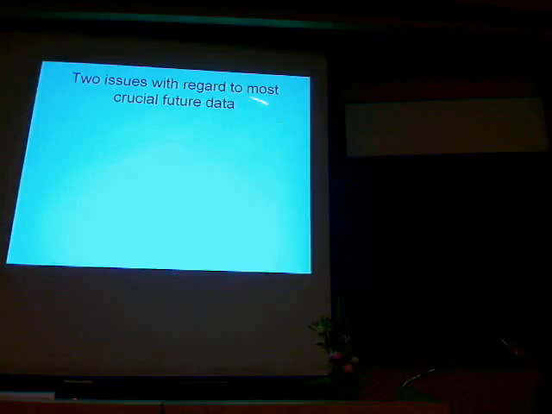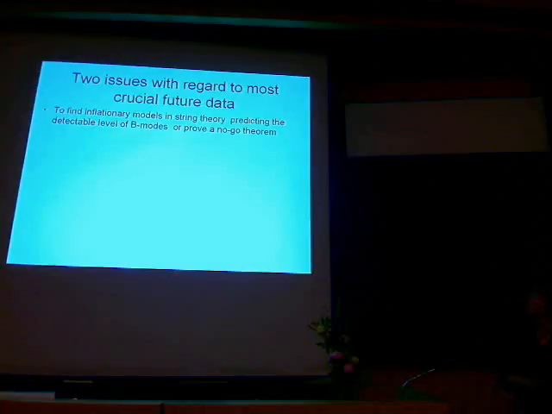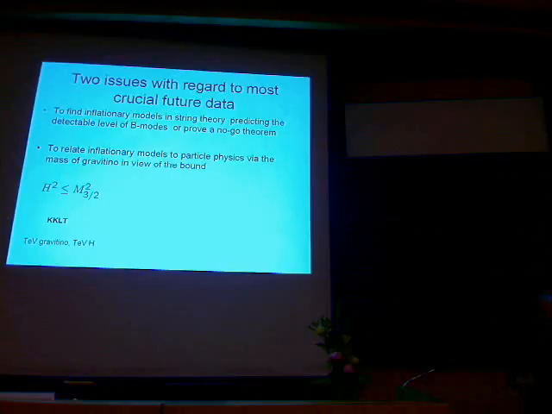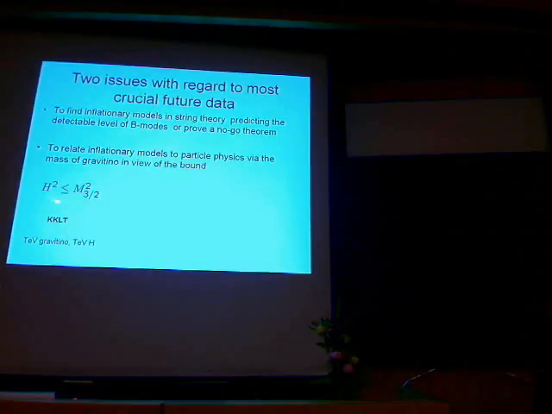Now, there are two important issues with regard to the most crucial future data from cosmology, from astrophysics, and from particle physics. The first one is that we would like to find inflationary models in string theory predicting a detectable level of B-modes, or prove a no-go theorem, because eventually there will be a statement from observation. The other thing is that it would be important to relate inflationary models to particle physics, and the bridge goes through the mass of the gravitino. The reason is that there is a bound, which Linde explained slightly in his talk, and I'll repeat. It says that there is a relation between the mass of the gravitino and the Hubble parameter during inflation, and this is with regard to models based on KKLT constructions.